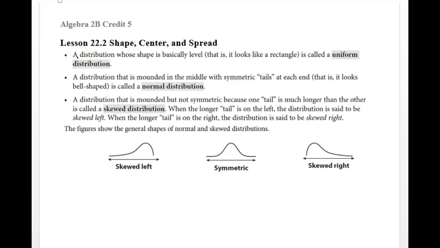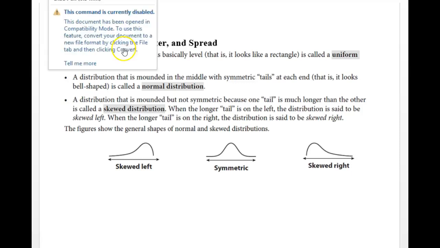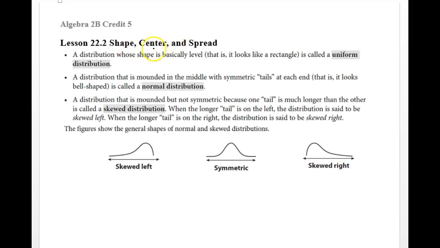Hello and welcome back to lesson 22.2, shape, center, and spread. We're going to be going over a couple of distributions, just so you know what they all look like, because we're going to look at a couple of different types of data and how they look, and so you should know the difference between all of them.